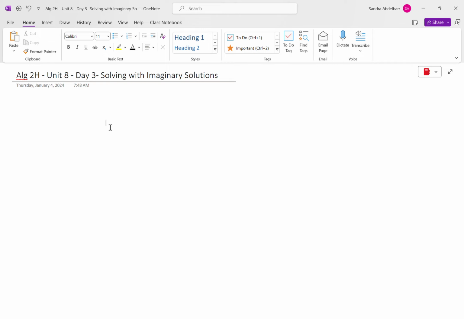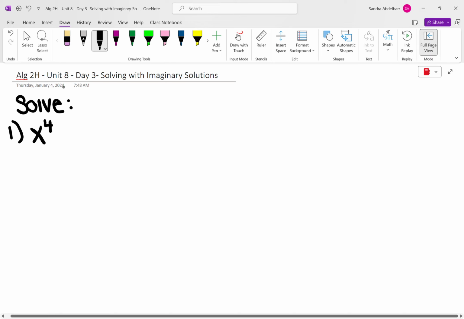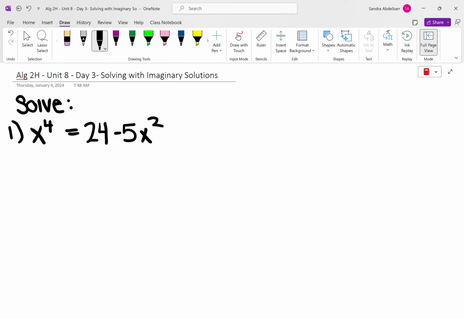Okay, so this whole lesson is about solving with imaginary solutions. My directions for the first part is just to solve. I'm going to have x to the fourth is equal to 24 minus 5x squared. I'm going to actually solve these all different ways. So the first one, I want us to solve by factoring.